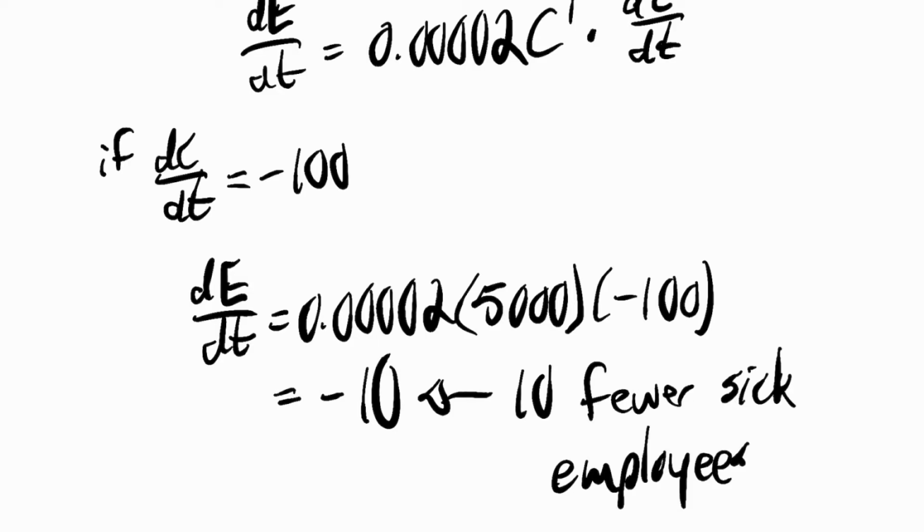So if you just reduce the number of customers coming in by just 100, from 5,000 down to 4,900, you'll go from 50 employees who become ill down to 40, down by 10. So this is what related rates will do for you.